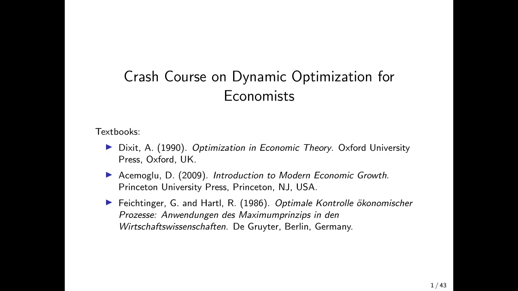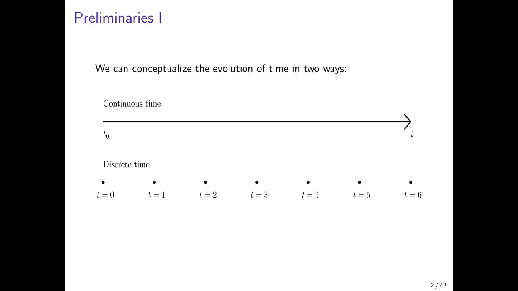There are many nice textbook treatments of these topics, in particular the following 3 I can recommend. The one by Dixit, Optimization in Economic Theory. The one by Daron Acemoglu, Introduction to Modern Economic Growth, also has 2 chapters on dynamic optimization. And for German speakers, the book by Feichtinger and Hartl, Optimale Kontrolle ökonomischer Prozesse, Anwendungen des Maximumprinzips in den Wirtschaftswissenschaften.